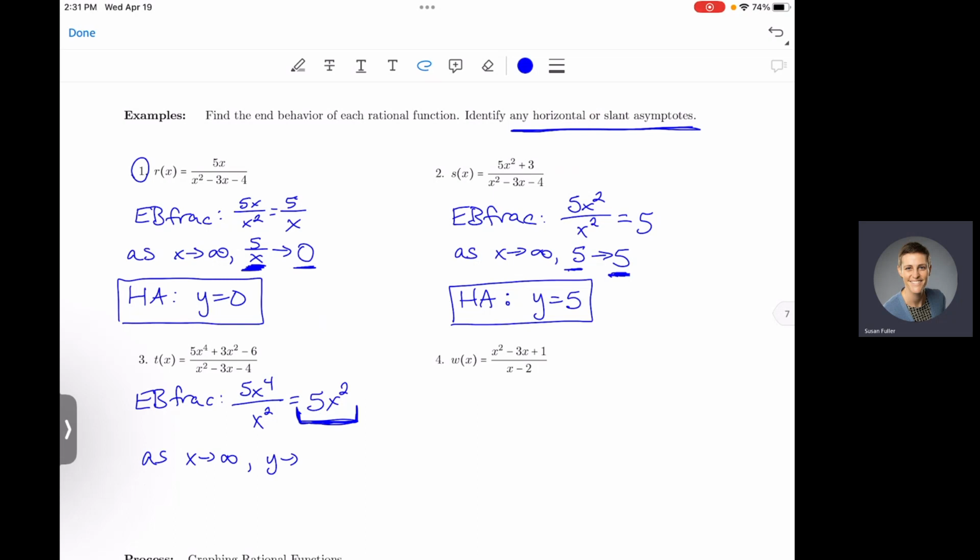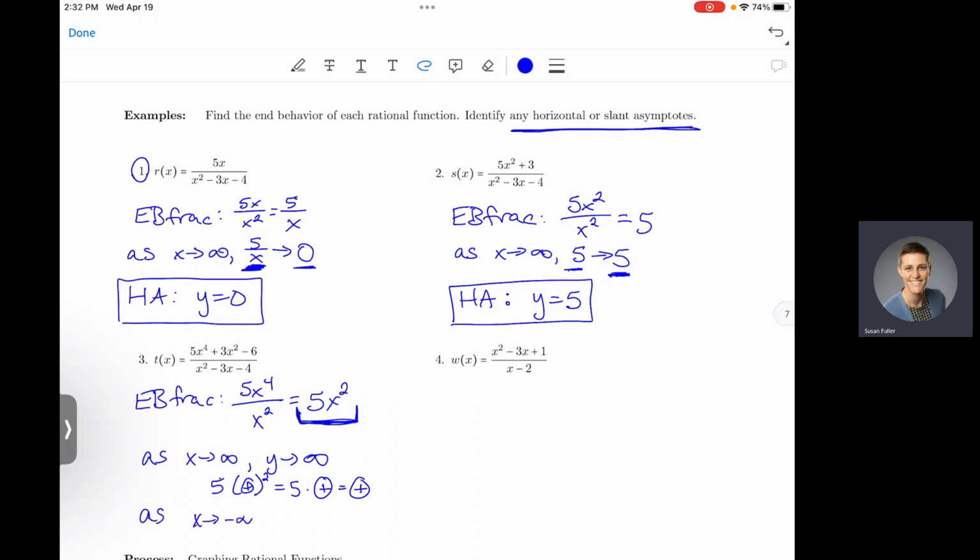So as x goes to infinity, I'm going to plug in a huge positive number for x, and I'm going to have 5 times a huge positive number squared. When I square a huge positive number, I get a huge positive number, and then I need to multiply that thing by 5, and I'm still going to have a huge positive number. So that means as x goes to infinity, so does y.